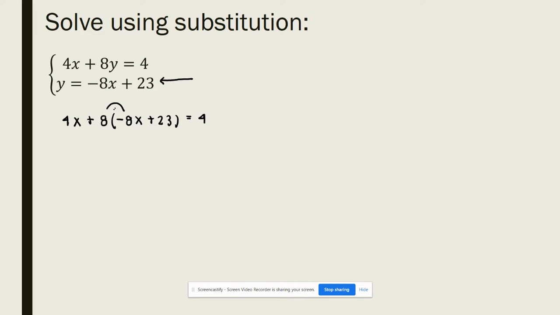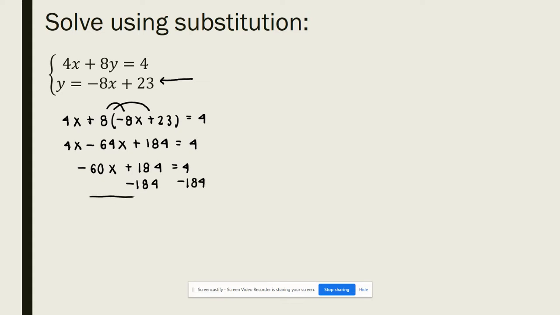We'll start solving for x, so we're going to distribute that 8. So we'll have 4x now minus 64x. That is going to be multiplied to get us 184, and this equals 4. I've got some like terms to combine. And now we'll start solving for x. So notice that we're going to have to subtract 184. That will give us now negative 60x equaling negative 180. And then dividing by negative 60 will give us our value of x to be 3.